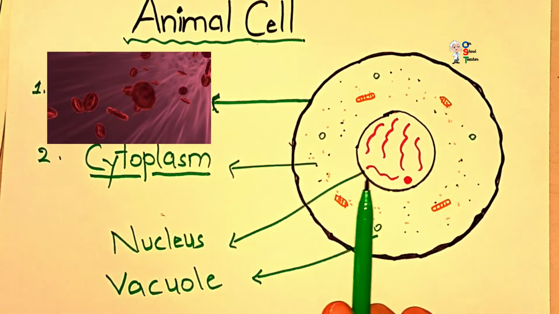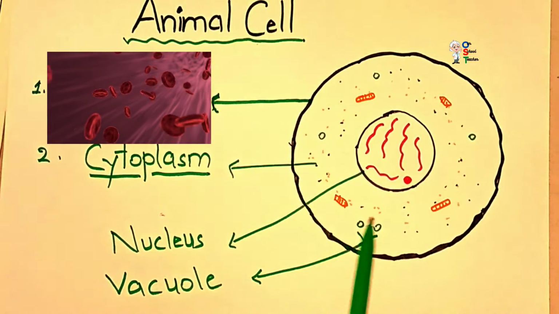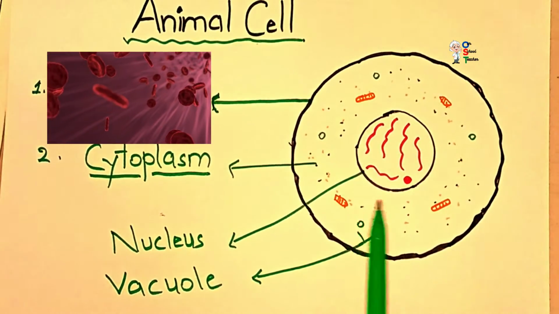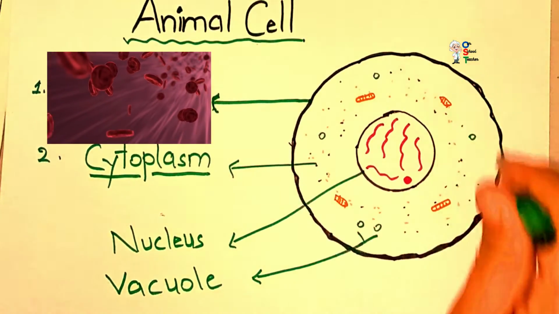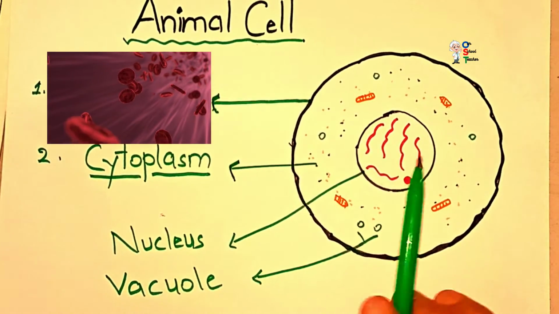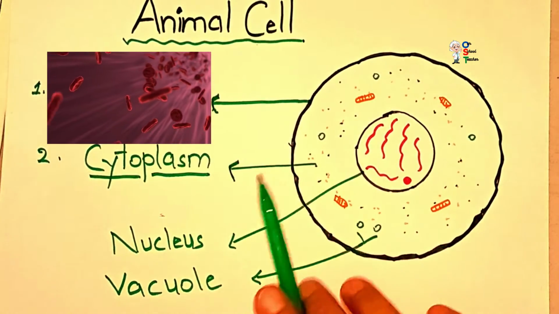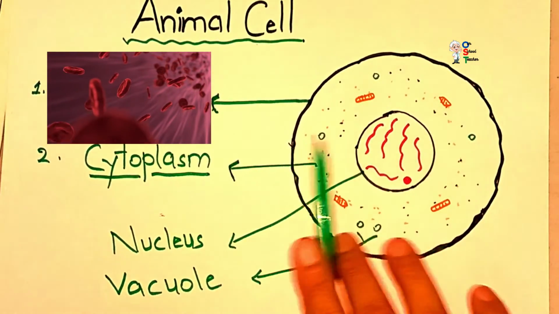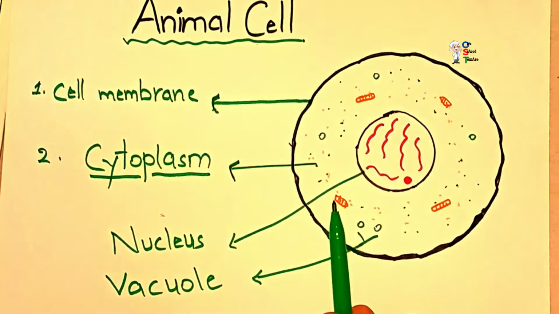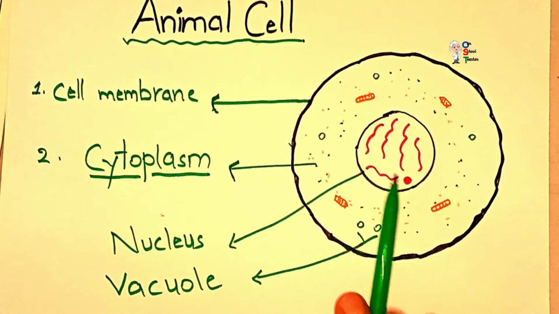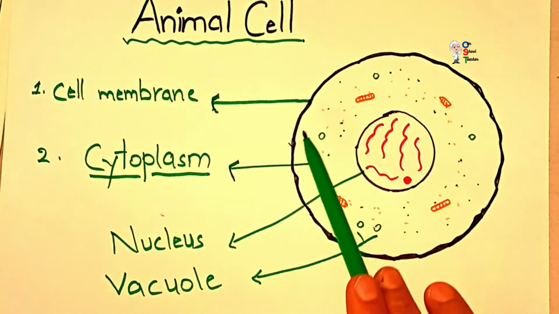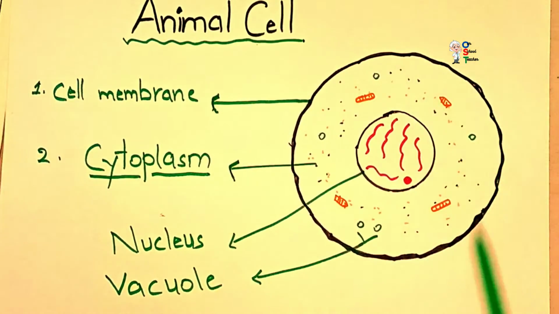As you know, in plant cell, cytoplasm is reduced to a thin line because of the big vacuole. But in animal cell, it fills the whole cell. So this is the difference between animal and plant cell as well. In animal cell, cytoplasm fills the whole space of the cell, but in plant cell, it is reduced to a thin lining. Okay, so we have discussed cell membrane and cytoplasm. Cell membrane is the outer covering, cytoplasm is the liquid that fills the whole cell.